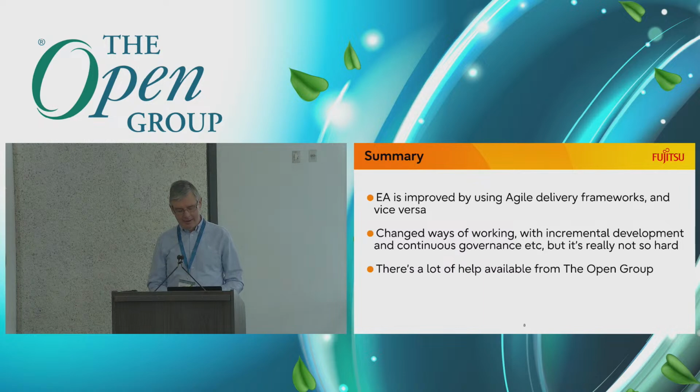And finally, I would say, and I hope I've made the point clear on the previous slide, there is a lot of help available from the Open Group. There's the Enabling Enterprise Agility Guide, the Sprinting the ADM Guide, the OA material. There's a lot of really good material there that's available from the Open Group to help you as architects work out what you need to do working in an agile delivery environment.